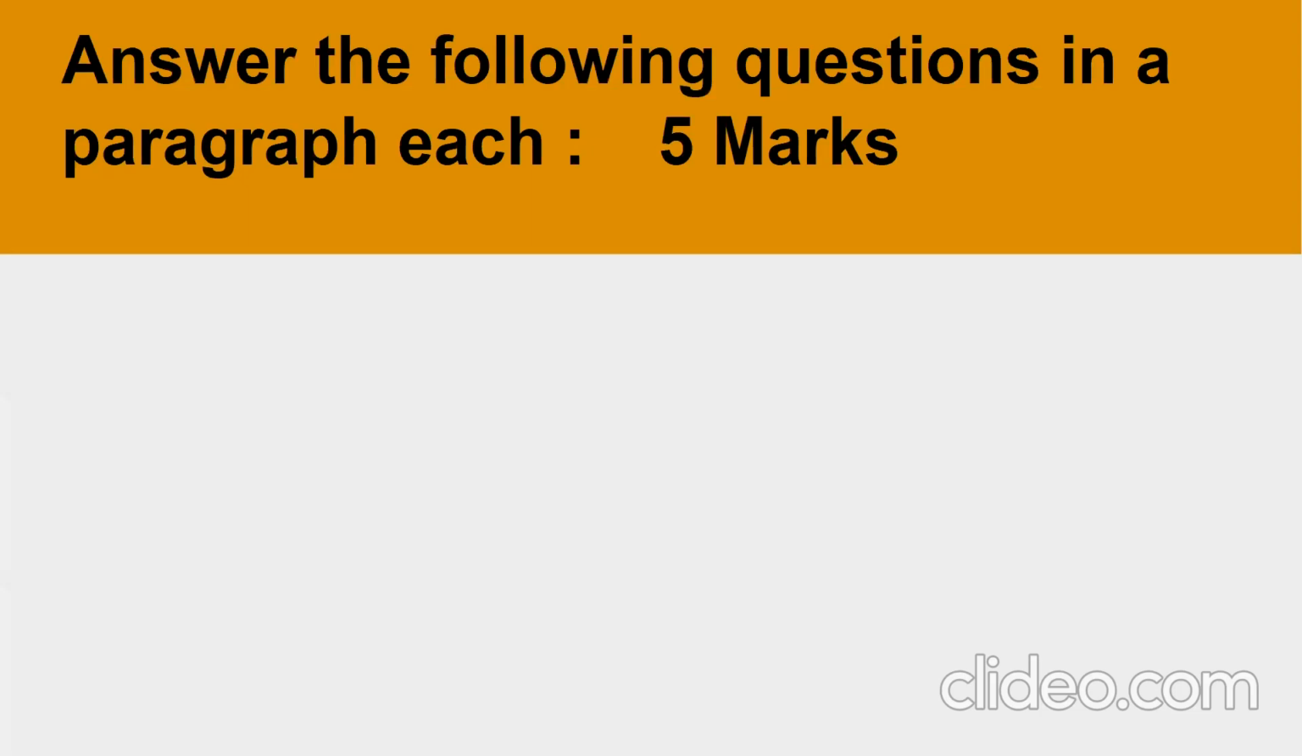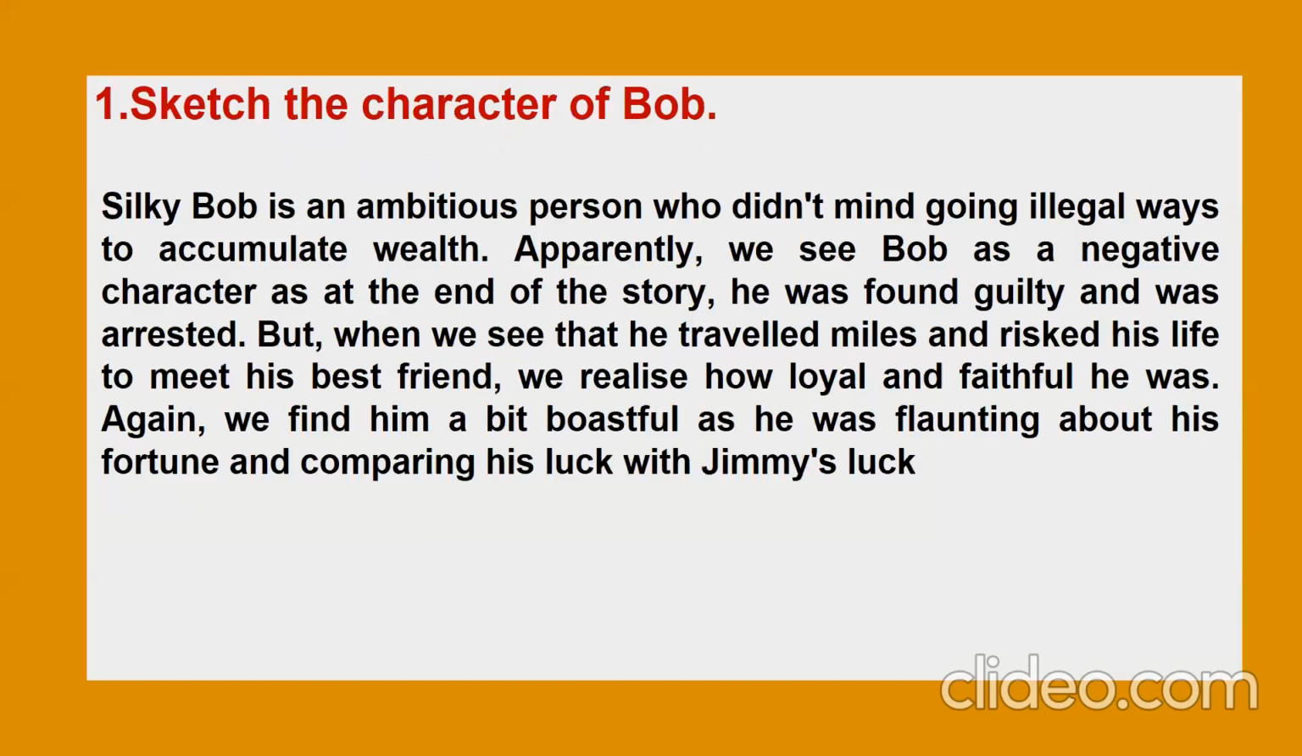Now we have 5 marks questions. Sketch the character Bob. Silky Bob is an ambitious person who didn't mind going illegal ways to accumulate wealth. Apparently, we see Bob as a negative character at the end of the story because he was found guilty and was arrested. But when we see that he traveled miles and risked his life to meet his best friend, we realize how loyal and faithful he was. Again, we find him a bit boastful as he was flaunting his fortune and comparing his luck with Jimmy's luck.